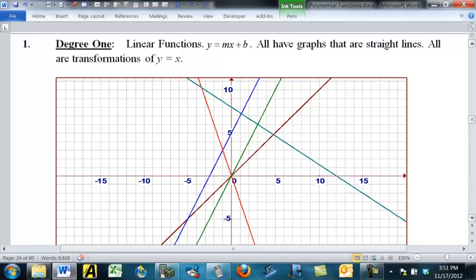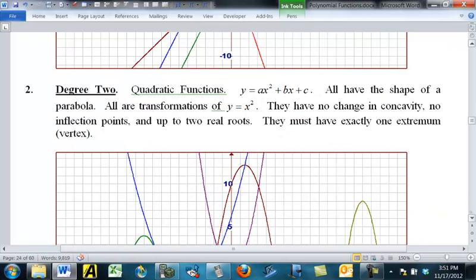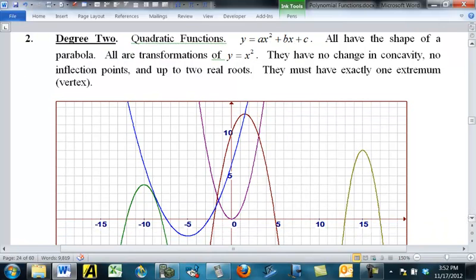And they're either all increasing or all decreasing for a particular line. So it's completely straight, so no concavity, no inflection point, no extrema. They all basically look the same. Degree 2 quadratics, they all pretty much look the same as well. y equals ax squared plus bx plus c. They all have the shape of a parabola. They're all transformations of y equals x squared.